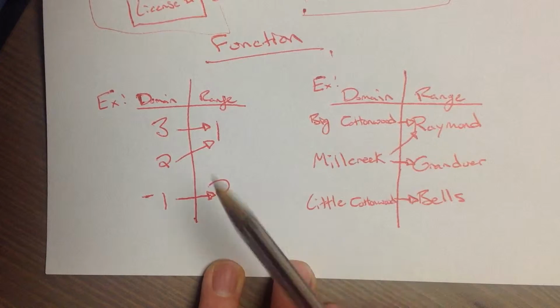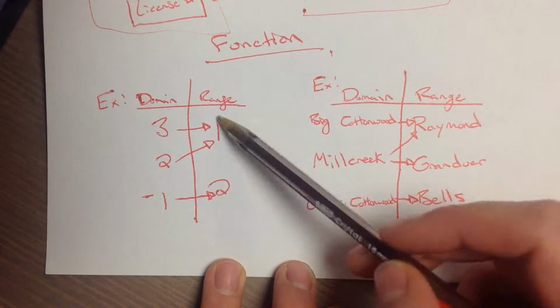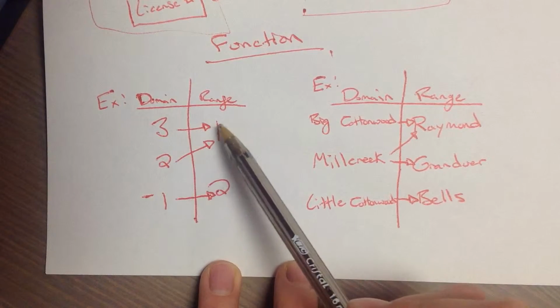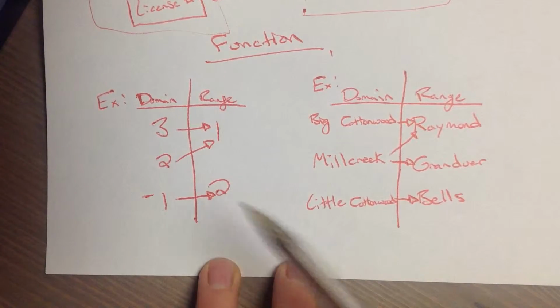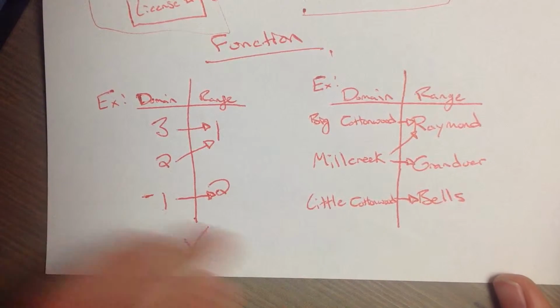So say, for example, we were looking at this list of numbers for our domain and this list of numbers for our range. Notice, both of these numbers in the domain go to the same number in the range. That's fine. This one goes to its own number. This right here would be considered a function.